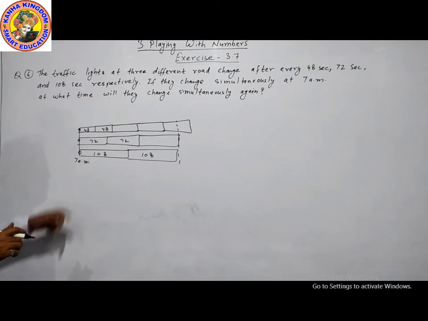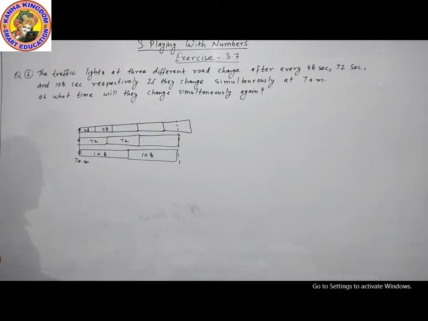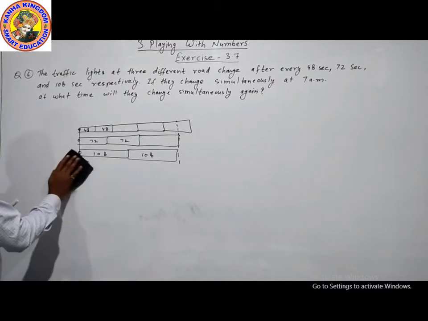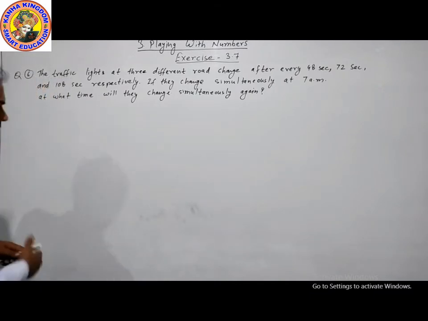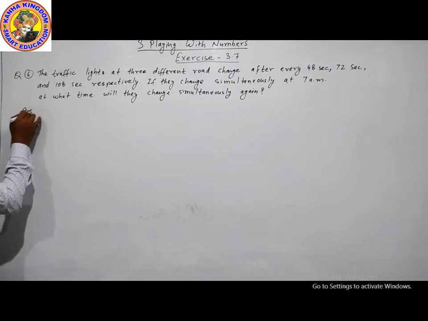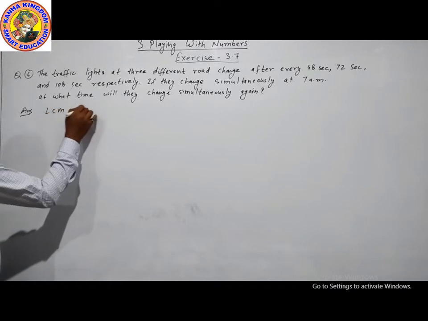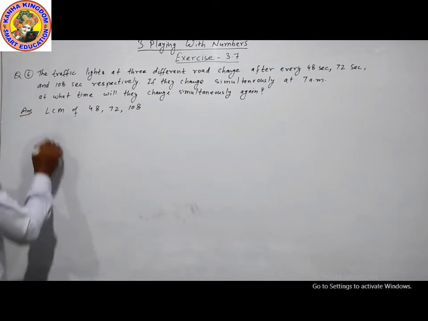So we will take a number which is greater than the 3 and exactly divisible by these three. So we will take the LCM of these 3. Now the answer is the LCM of 48, 72, 108.